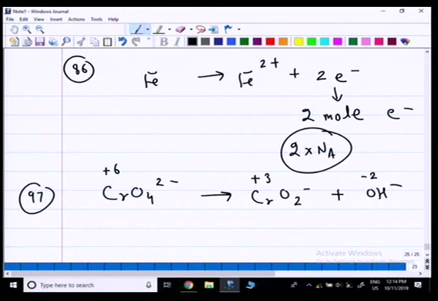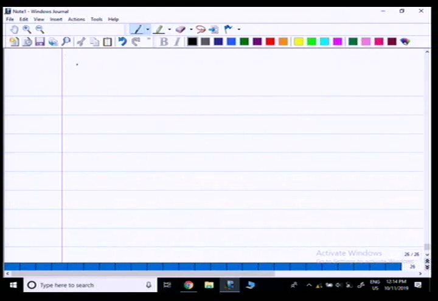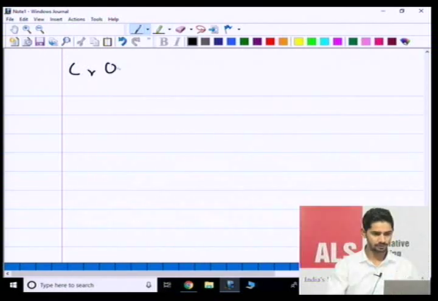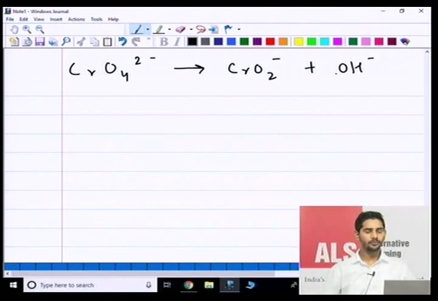Guys, if you look at this question, this is actually your disproportionation reaction. One second, plus 6 to plus 3, no, not a disproportionation reaction. So we can't solve this one by that method. CrO4 2 minus is giving you CrO2 minus plus OH minus. You have to simply use the hit and trial method to solve this equation.